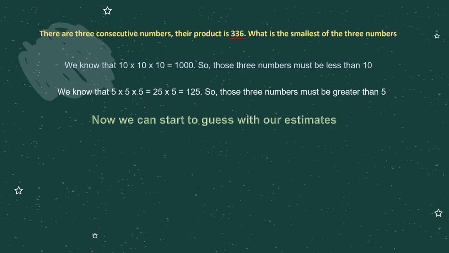So let's take our first guess and say the first number is 6. Then 6 times 7 times 8 equals 42 times 8, which in fact is 336. So we have quickly, with a bit of luck, arrived at our answer within the first guess. Isn't that neat? You have just found the answer of a problem even though you have no idea how to solve it. By estimating a range that our answer should lie within, we get to our answer very quickly.